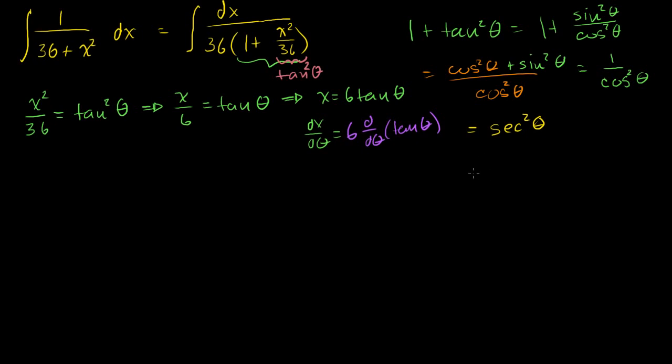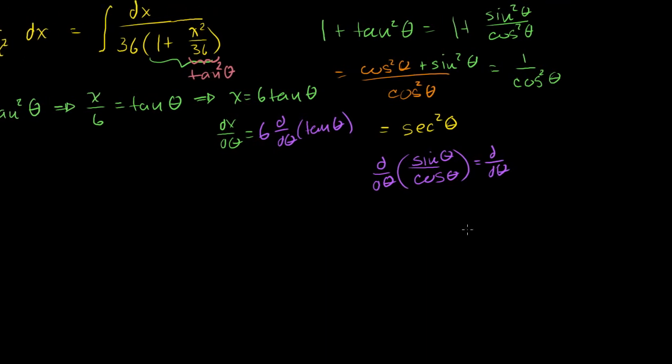The derivative of tangent of theta, well, that's the same thing as the derivative with respect to theta of sine of theta over cosine of theta. Let me scroll to the right a little bit. Because I never remember the quotient rule. I've told you in the past that it's somewhat lame.